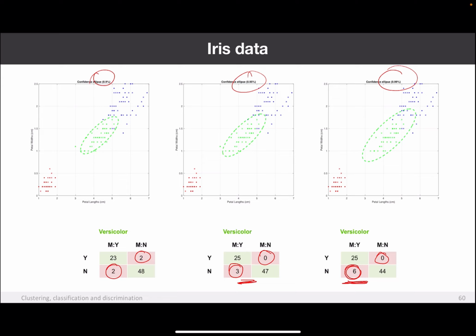So from the accuracy point of view, these two are more or less the same. No, this is the best from the accuracy, right? The total amount of wrongly classified samples. But if you think about the false negatives to false positives ratio, for example, this method gives you the smallest number of false positives, right?